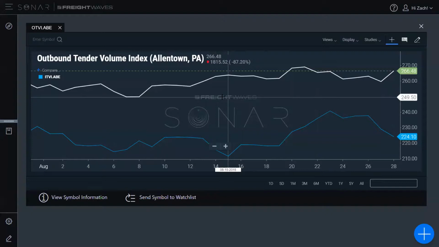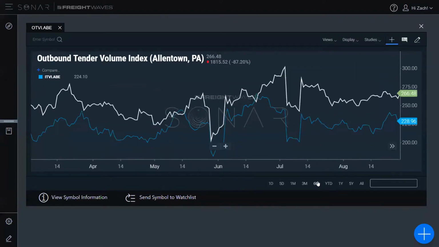The outbound tender volume index basically is a way for you to gauge what the relative volume is in a market. So it's based off of a March 1st value. So I'm going to zoom all the way back to March 1st. That was 6 months ago, right? Mm-hmm. Or before 6 months ago. And so right about here, when this value was about 250, that was the indexed value of how many accepted loads were in the market. Currently, the value is 266.